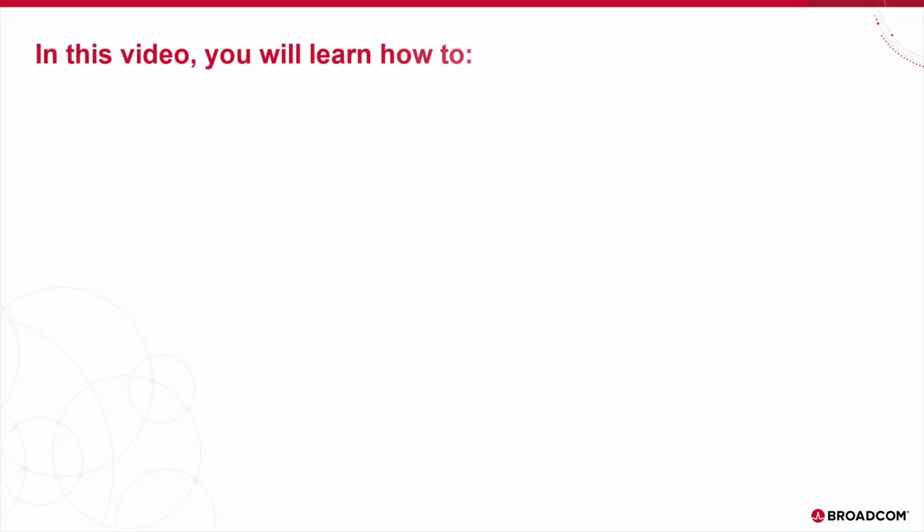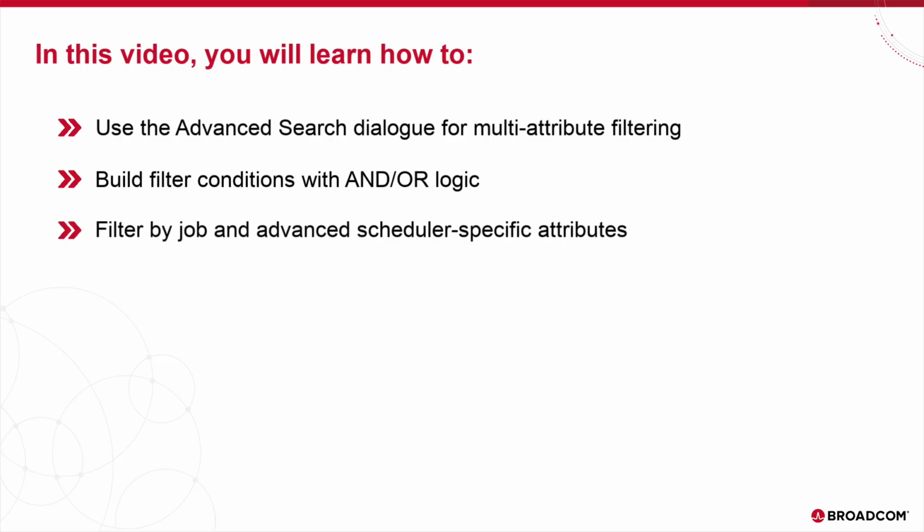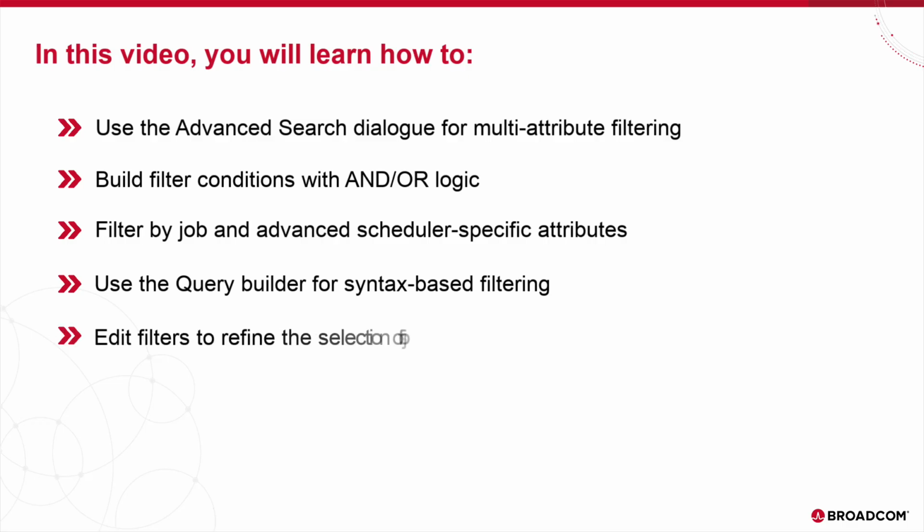By the end of this video, you will be able to use the advanced search dialog to build multi-attribute filters, use the AND or the OR logical connectors to combine filter conditions, filter by job and advanced scheduler-specific attributes, use the query builder to define precise syntax-based filters, edit filters to refine the selection of jobs, and clear complex filter sets to reset the jobs list.